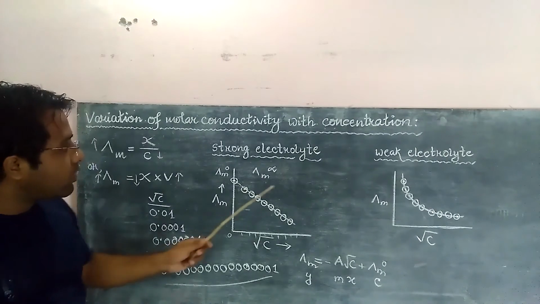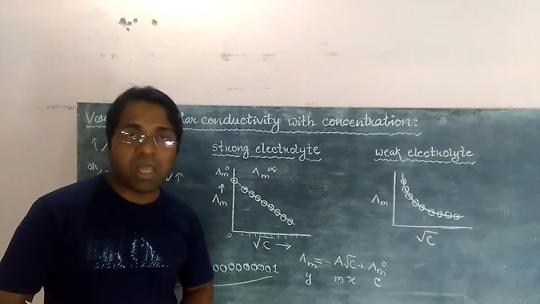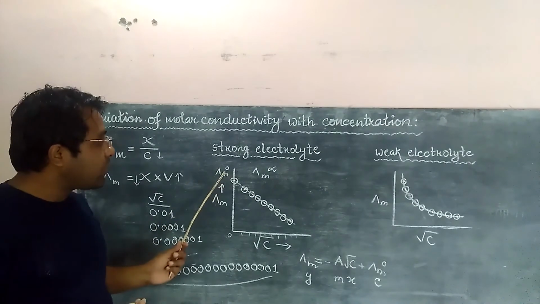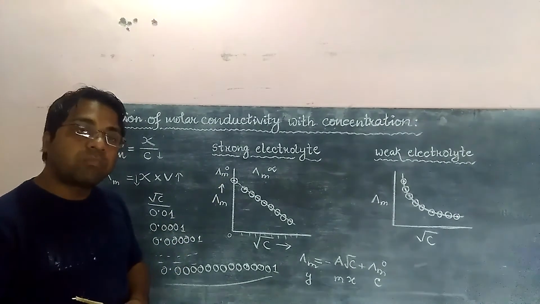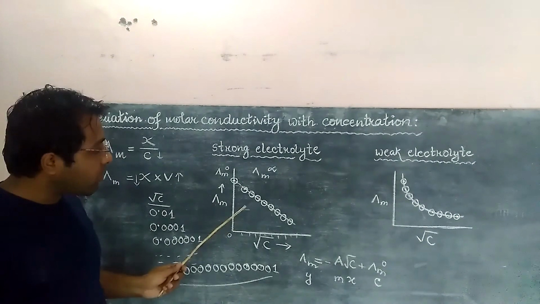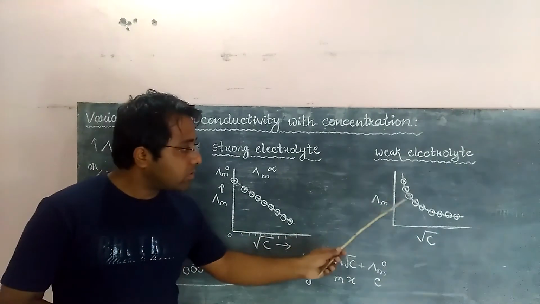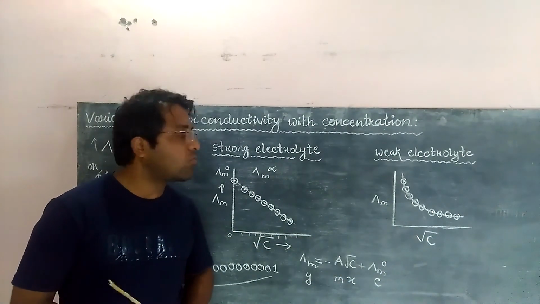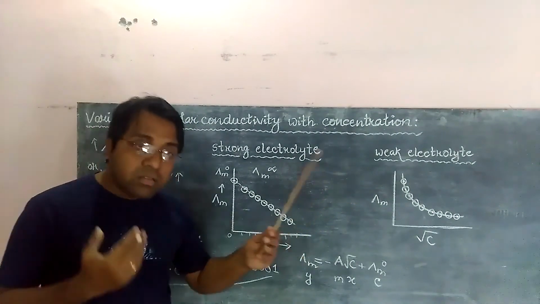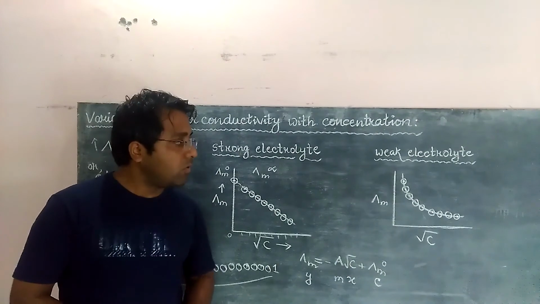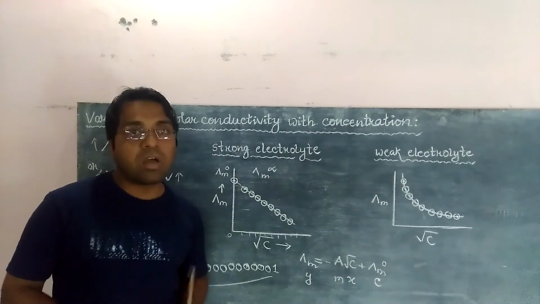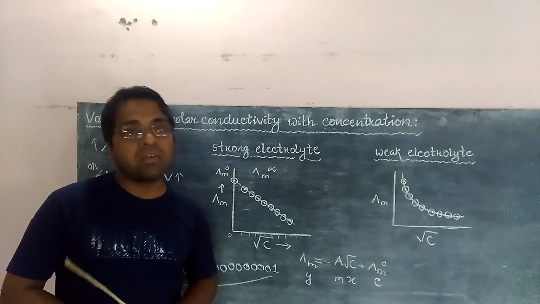So these are the two different cases for strong electrolytes and weak electrolytes. We can say that the lambda m naught value can be found for strong electrolytes from the experiment or from the graph, but for weak electrolytes it is very difficult to find the lambda m naught value from the graph. There is another way to calculate the value of lambda m naught or lambda m infinity, about which I will discuss in my next video.